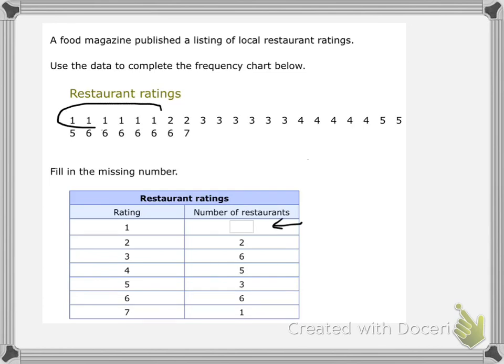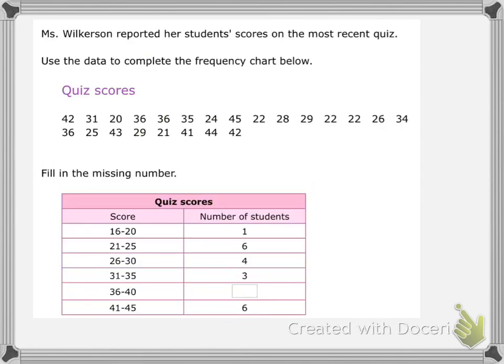Well, they're all grouped together for us right at the beginning, so we're just going to count those, and there are 6 of them, 6 ones. And again, if the numbers are all mixed up, you would have to look for all the ones and count those up. All right, next question here.